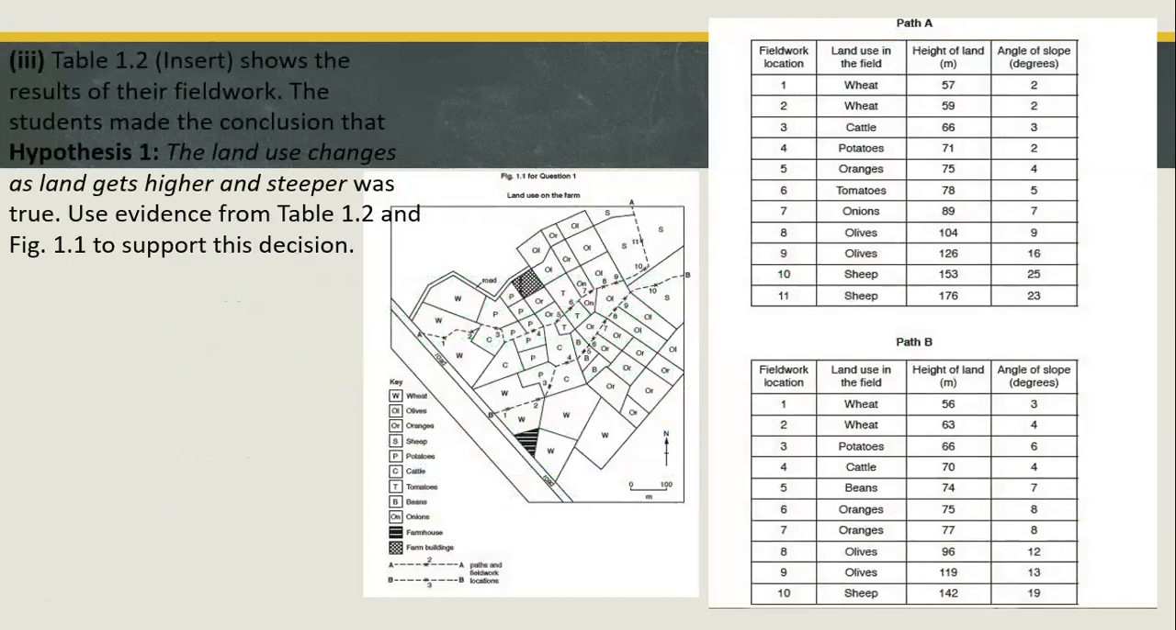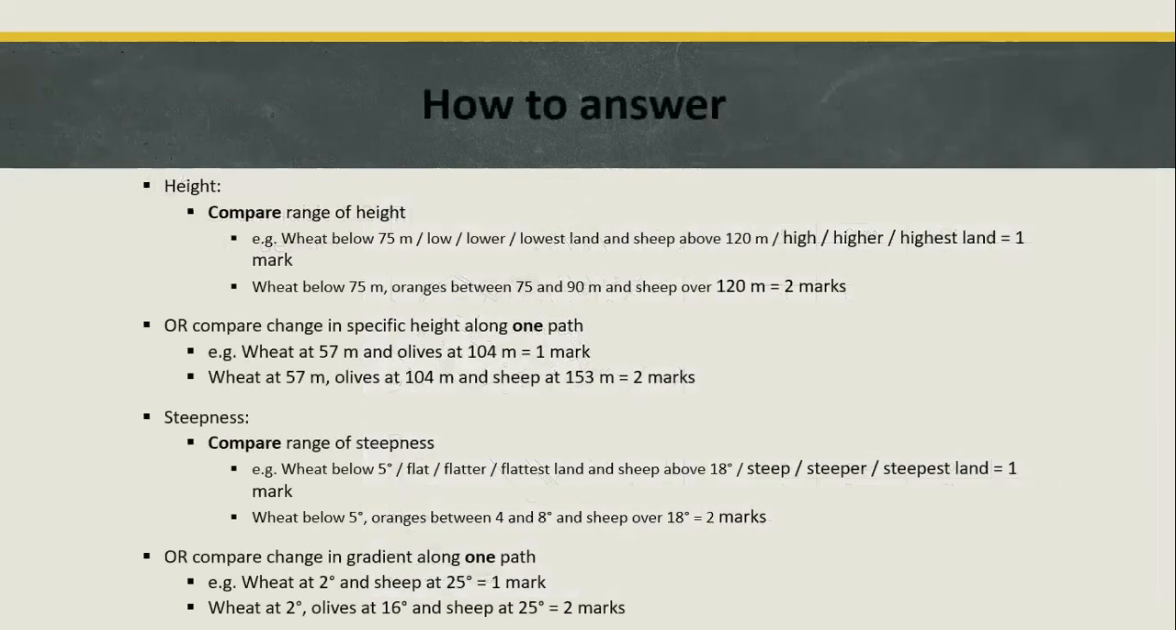Table 1.2 shows the result of their fieldwork. The student made the conclusion that hypothesis one, the land use changes as land gets higher and steeper, was true, and used evidence from table 1.1 and figure 1.1 to support this decision. So these are part A, part B, and figure 1.1 for this question. Based on this, how to answer this question?